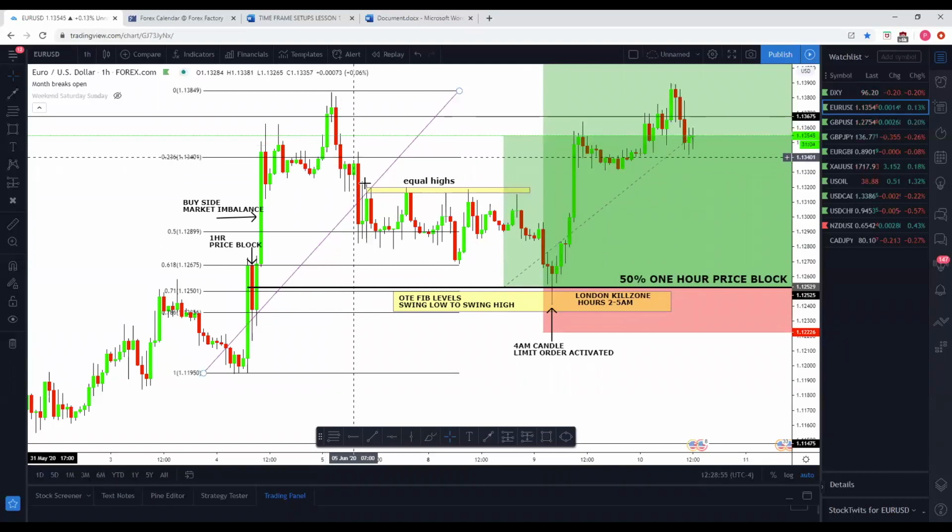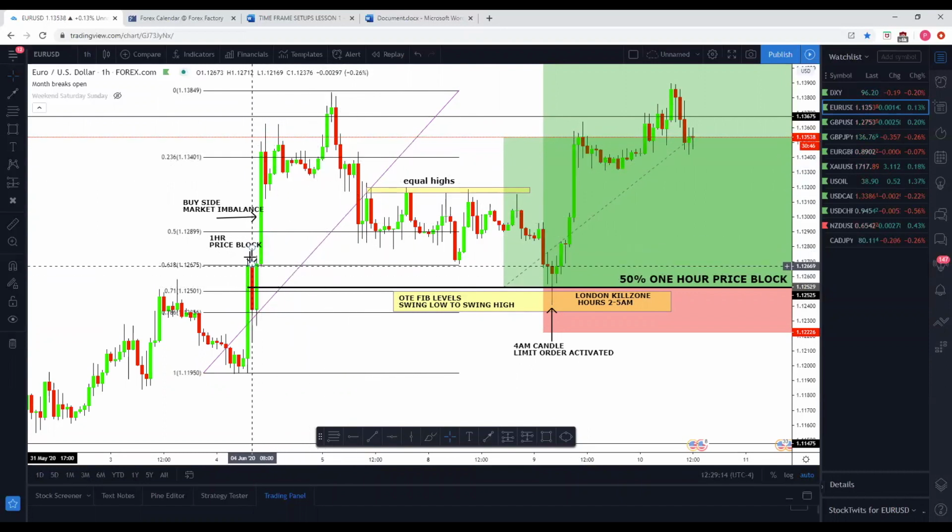This was the trap move of Friday. They gave a little consolidation to start the week off. It dipped back down in price. And here we have a 1 hour price block. A price block is basically the last up or down candle before a major move. In this case, this price block would be the last bearish candle here before this major up move. It's an institutional stamp in price.